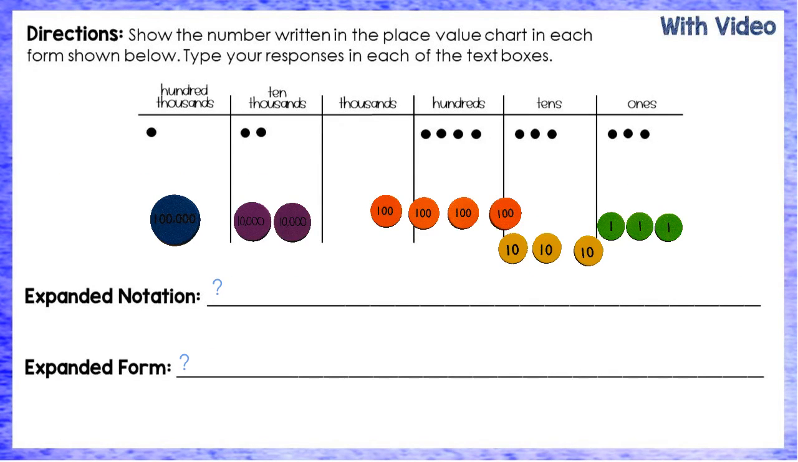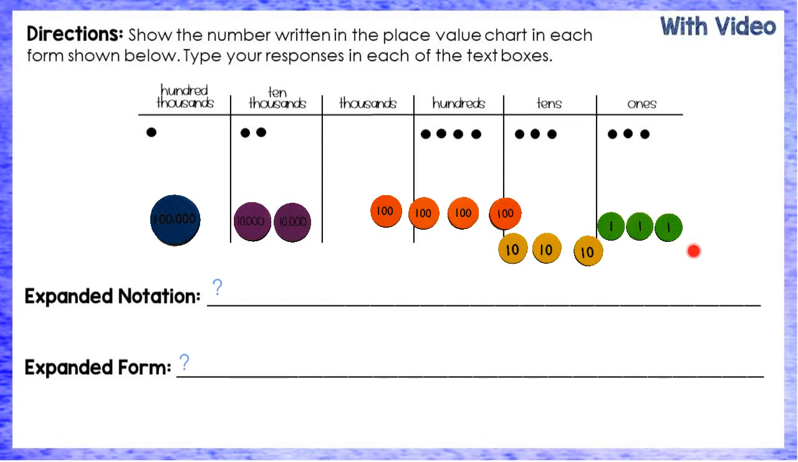All right, the second problem is going to be really similar to the last one that we just did. I've tried to put the place value discs into the correct places. So we have 100,000 right here, 2 10,000s, no thousands, 4 hundreds that look like this, 3 tens, and 3 ones. So this is what it looks like on your paper.